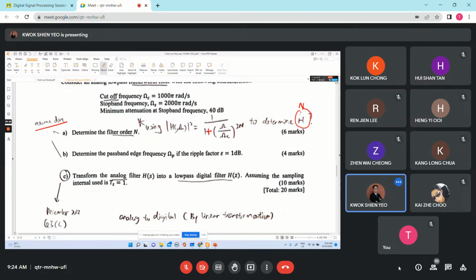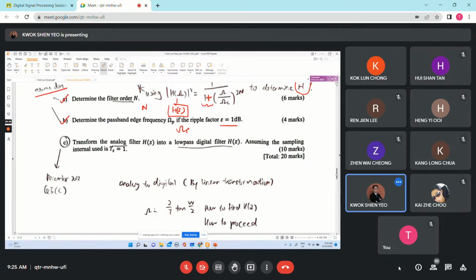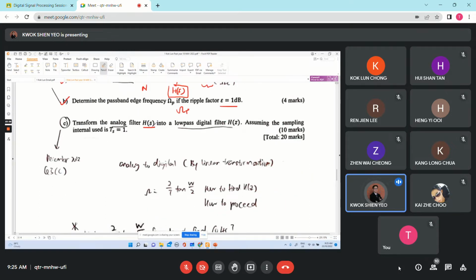So when you're trying to find HS, when I look at this statement, I know you must be maybe writing not so. Maybe this is too near to the one, but I thought you are trying to look for this. So I might have misunderstood. Okay, so this one assume done. So you got the N, you got the omega P. Okay, right. So transform the analog HS, so you need to know what is HS now, to a low pass digital filter HZ.